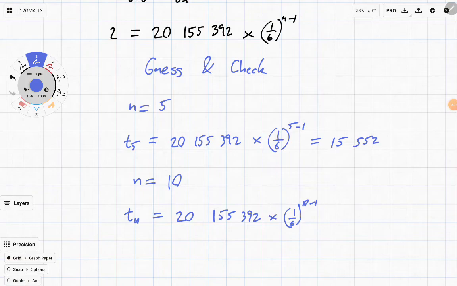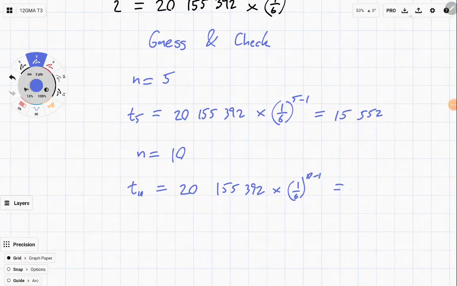This second one, oh, okay. I'm just too good at guessing. It's 2. If I'd gotten something too small, then I would have continued going. But there you go. So, therefore, the 10th term of the sequence is 2. And there we go.